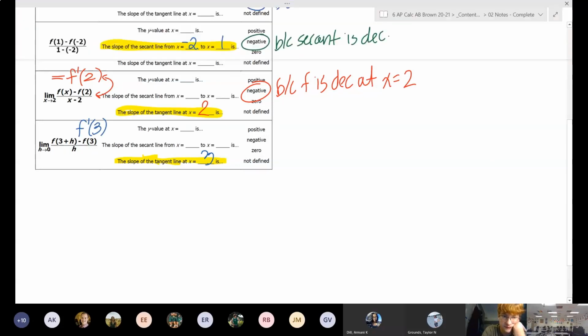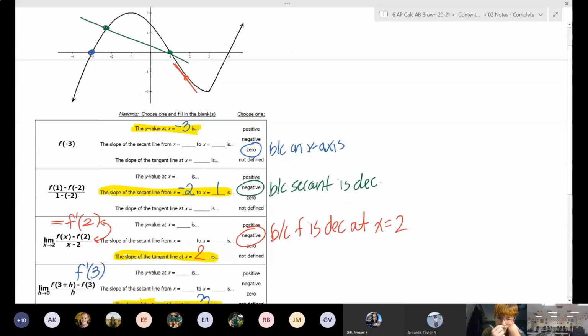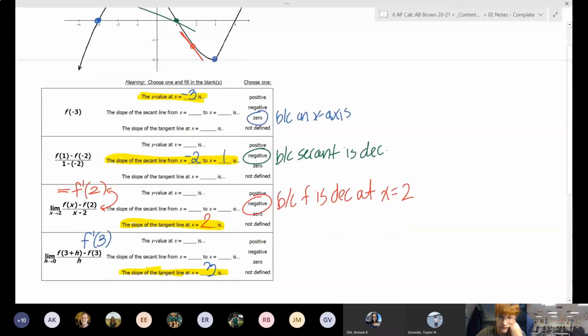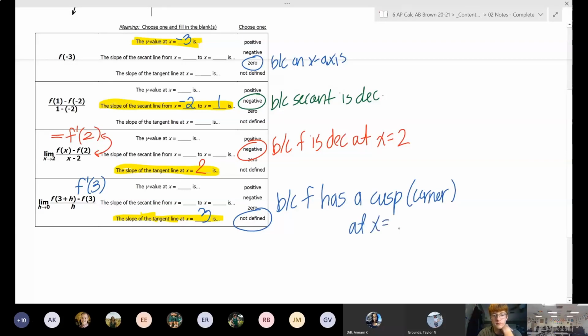So going back to my graph, what are we going to say about the derivative at 3? Is it positive, negative, 0, or not defined? Not defined. If I asked for a reason, what would be your reason that the derivative at 3 is not defined? There's a corner or cusp on the graph. And again, we can use those words interchangeably. So I'll say something like because f has a cusp. Again, you can also use the word corner. They're interchangeable at x is equal to 3.